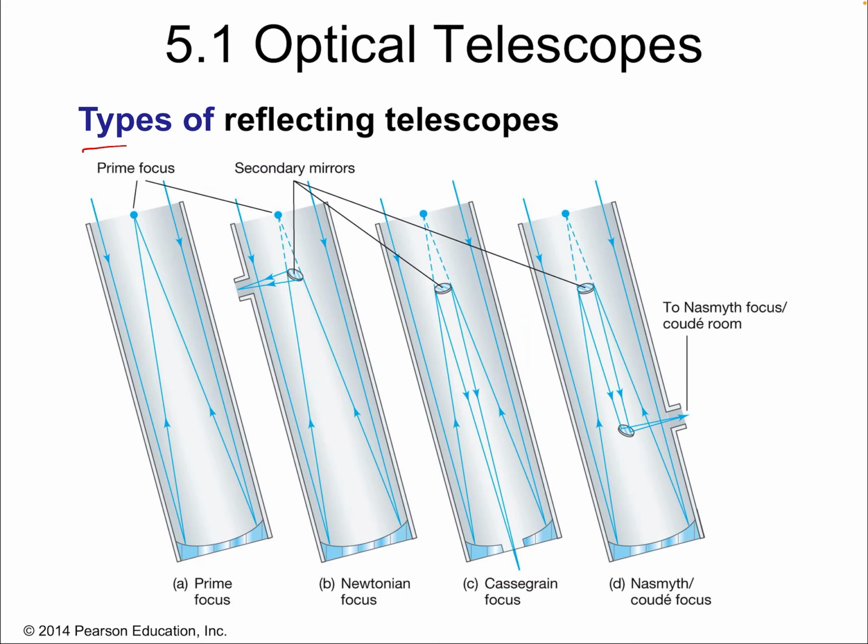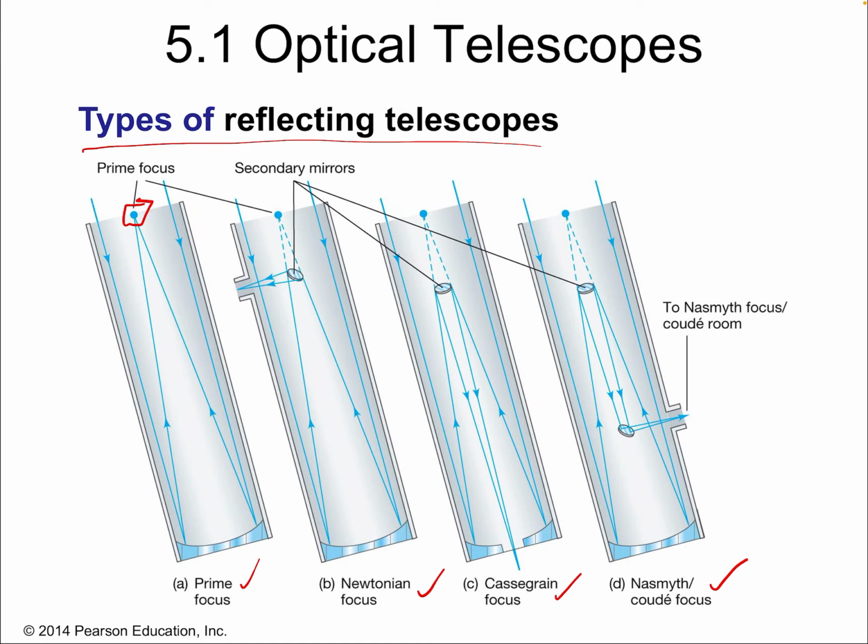Here are types of reflecting telescopes. We have those that have a prime focus, a Newtonian focus, a Cassegrain focus, and a Nasmyth focus. You can see it's all about having different orientations of mirrors. To have a prime focus, the observer would have to be here, so you'd have to put the lens at that location.